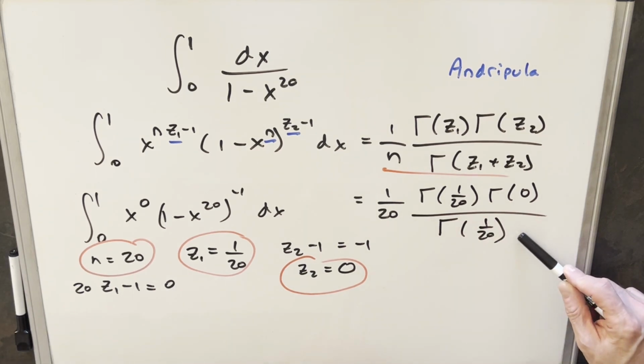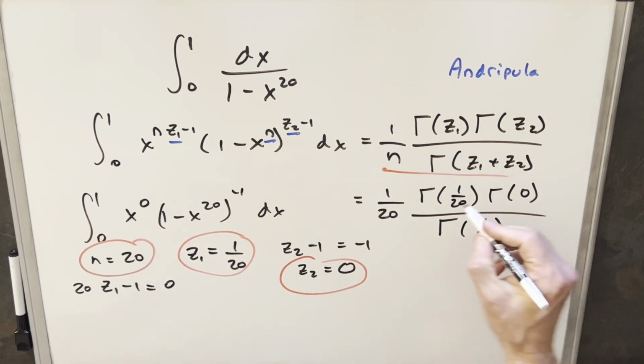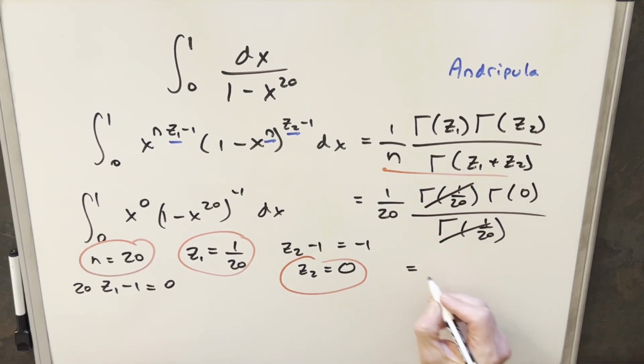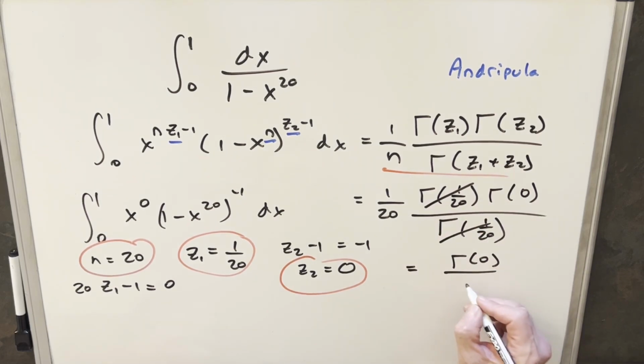Now, gamma of 1 over 20 would be really hard to calculate, but I'm glad we don't have to because this is just going to cancel off here. And all we need to find is gamma of 0 over 20.